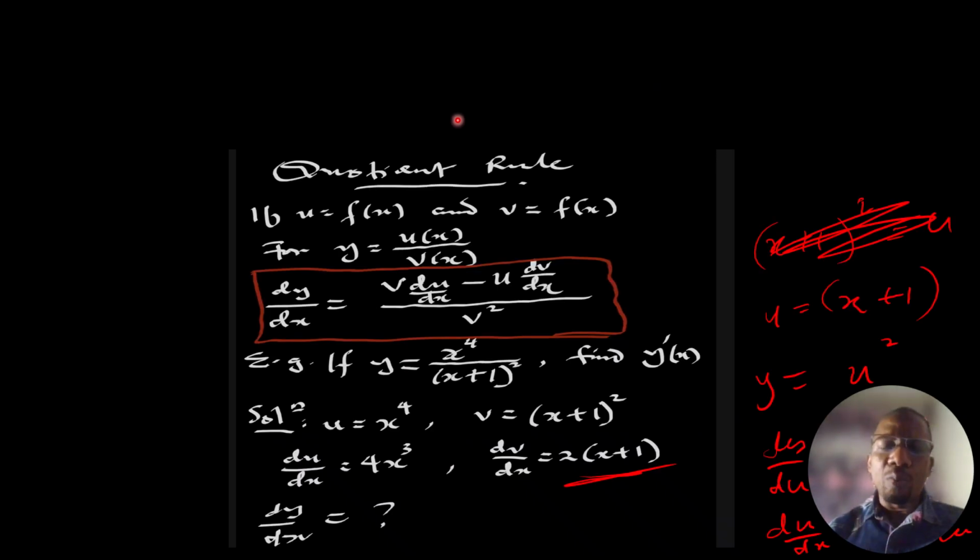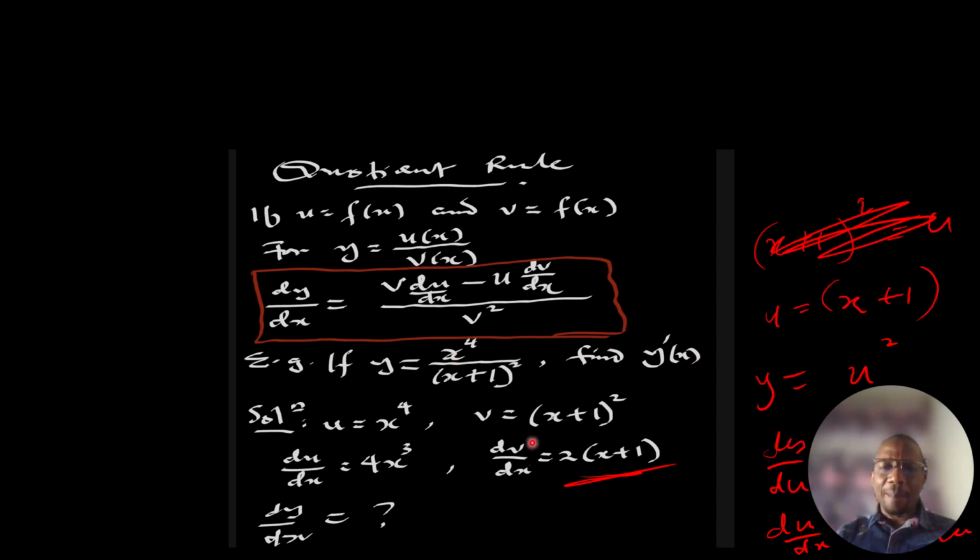Now, look at the other rule. We have talked about the function of a function and the product rule. The next to talk about is the quotient rule. That is when we have a numerator and a denominator, that is, u equals f of x and v is also f of x. So for y equals u of x over v of x, that is, v is dividing u of x, that is a fraction, a quotient. The formula for that is v du dx minus u dv dx, all over v squared.